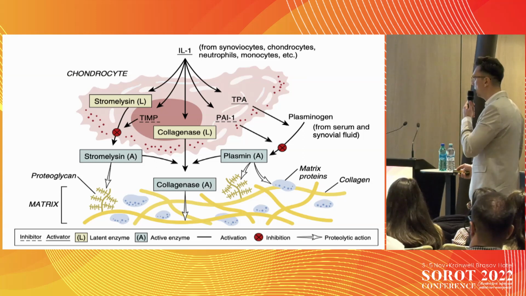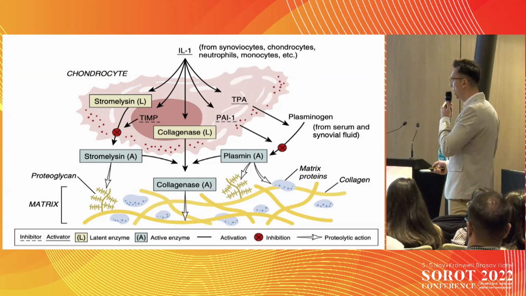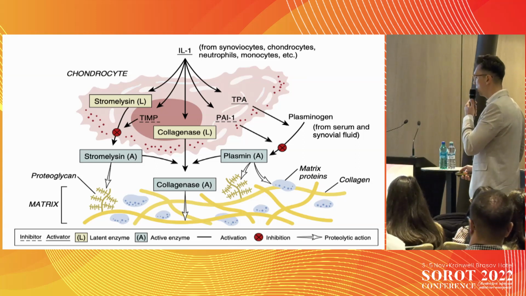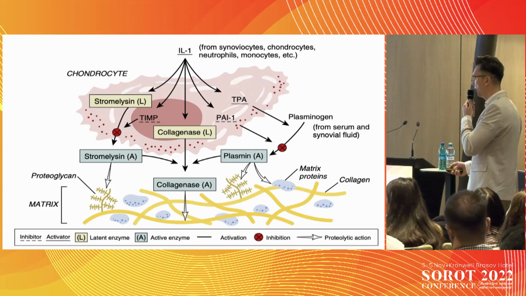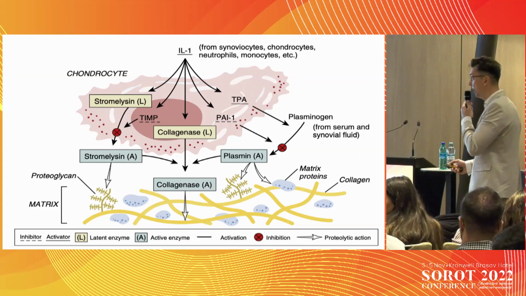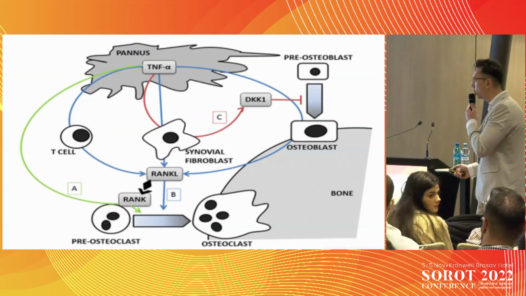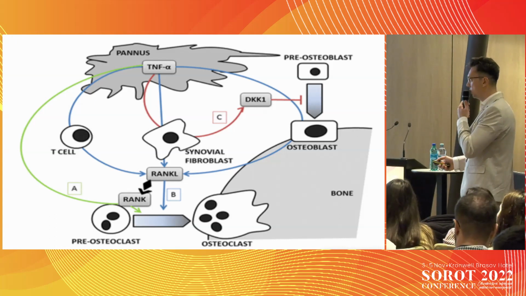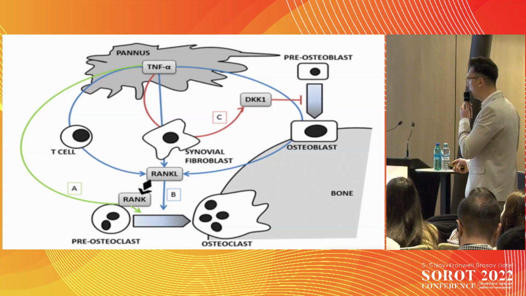Interleukin 1, by converting plasminogen to plasmin, induces matrix protein degradation. Also, activation of collagenase induces degradation of the collagen fibers, and stromelysin induces degradation of the proteoglycans. Tumor necrosis factor induces pannus, like I said, by inducing hyperactivity of the vascular tissue.